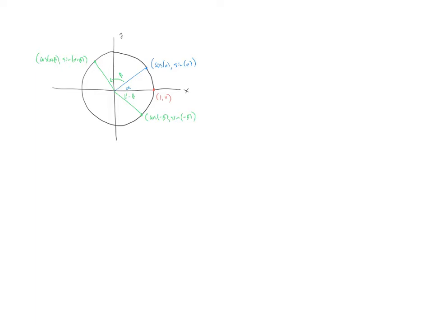Now that point can actually be cleaned up a little bit because of the even-odd identities. So since cosine is even, that's the same thing as cosine of beta, and since sine is odd, that's going to be negative sine of beta.